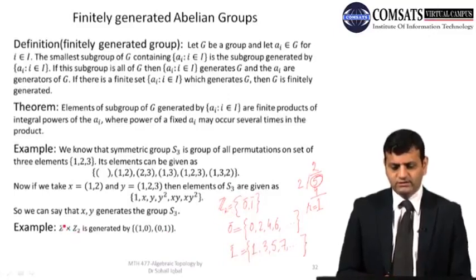Similarly, we have also discussed the set of integers, and the set of integers under addition forms a group. Now every element of Z cross Z2 can be written as integer powers of these 2 elements. So I'm leaving this as an exercise.